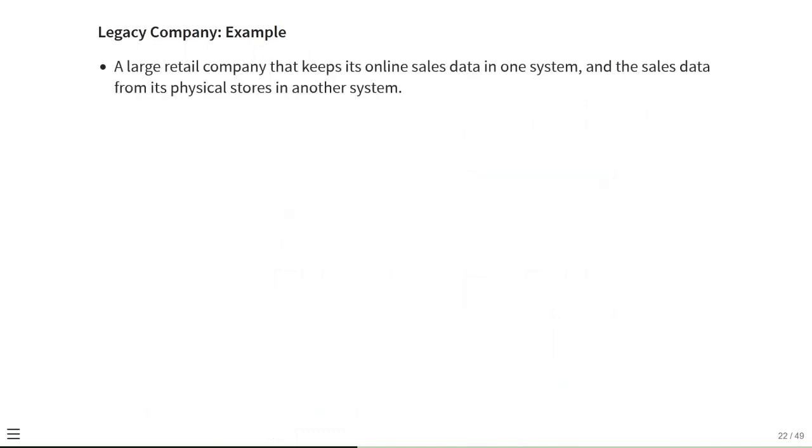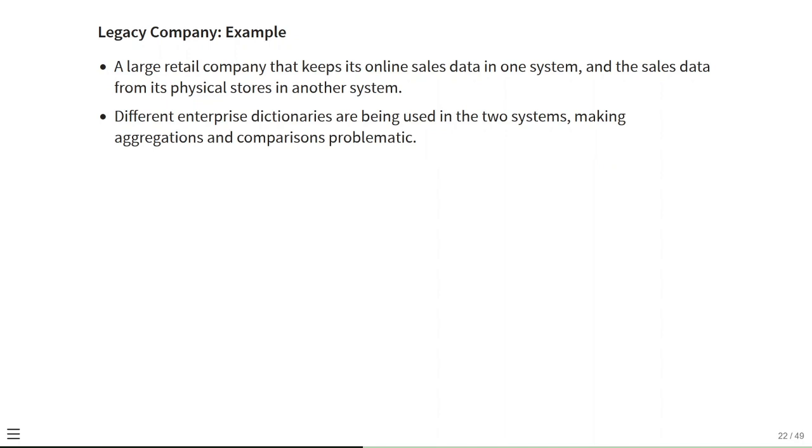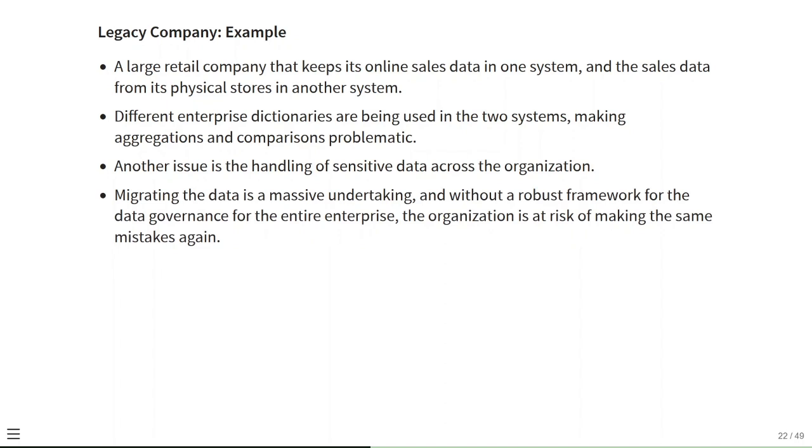An example of a legacy company is a large retail company that keeps its online sales data in one system and the sales data from its physical stores in another system. Different enterprise dictionaries are being used in the two systems, making aggregations and comparisons problematic. Another issue is the handling of sensitive data across the organization. Migrating the data is a massive undertaking, and without a robust framework for the data governance for the entire enterprise, the organization is at risk of making the same mistakes again.